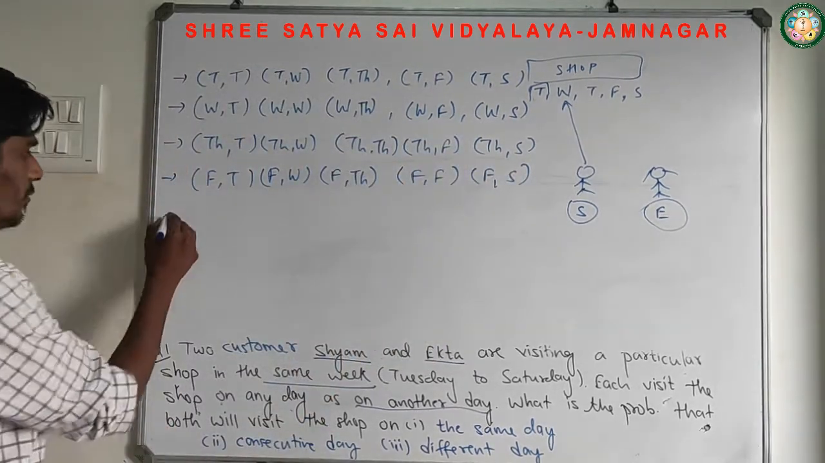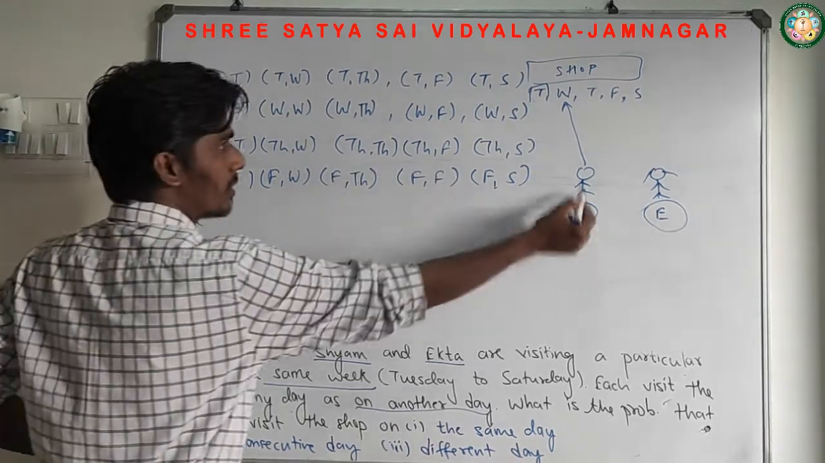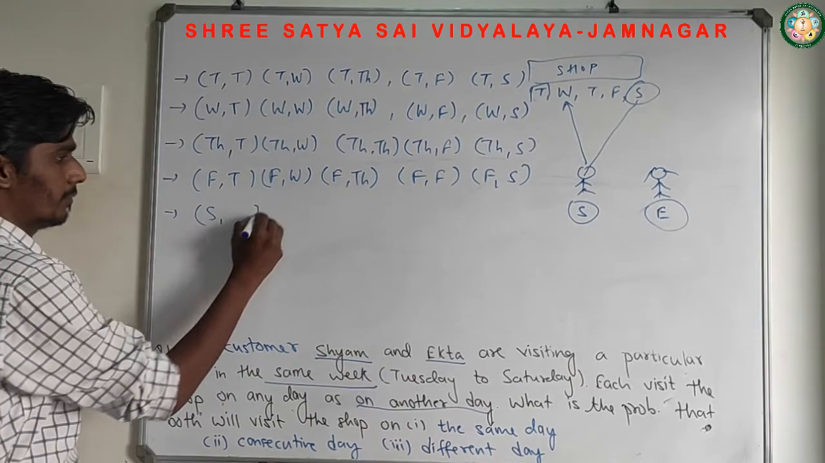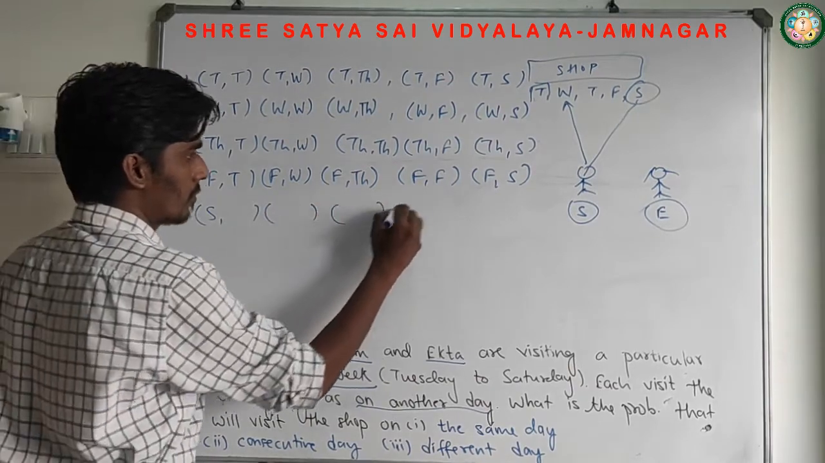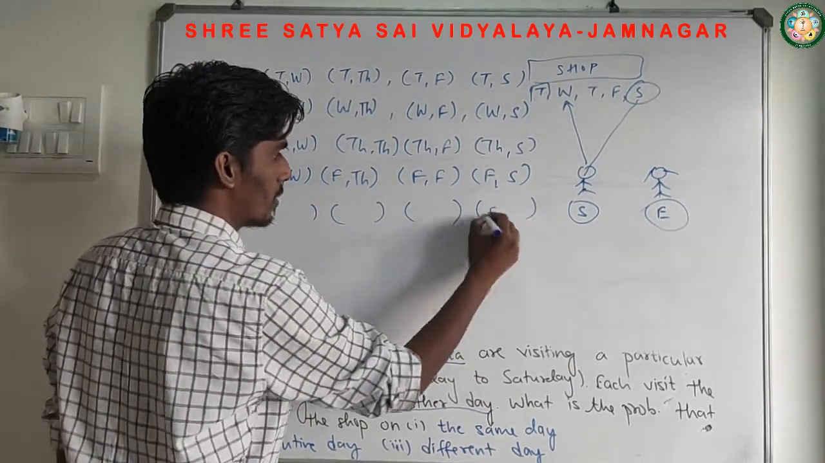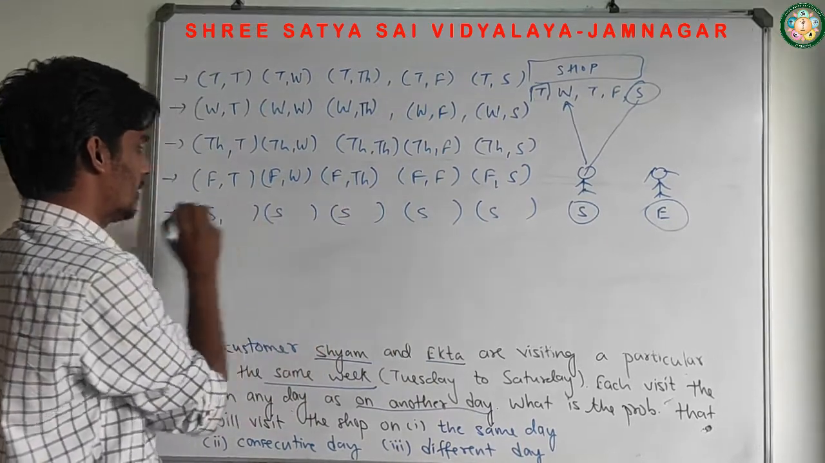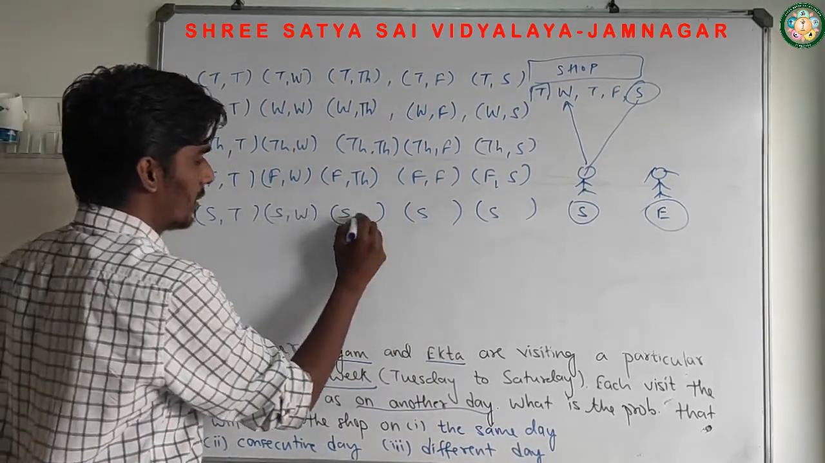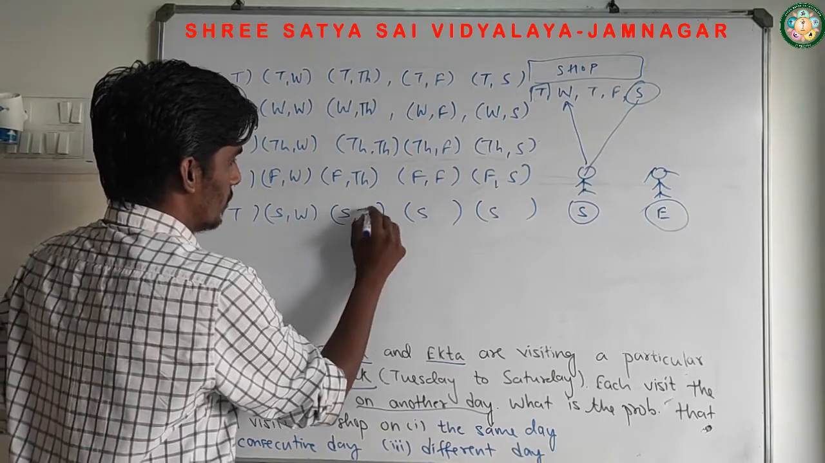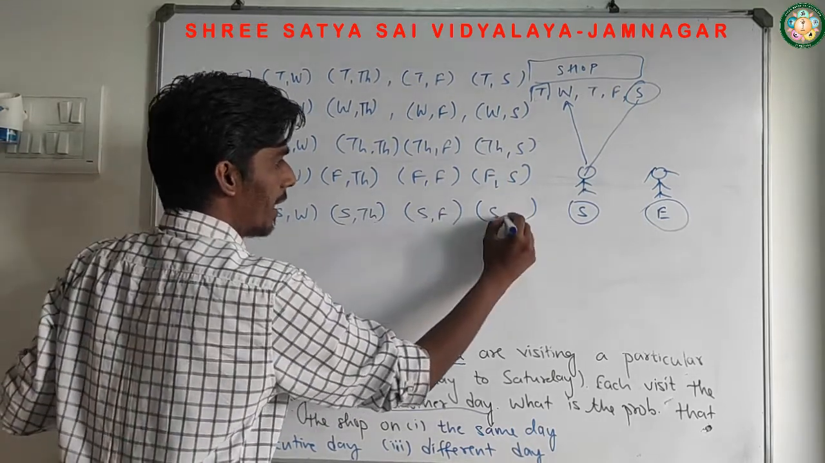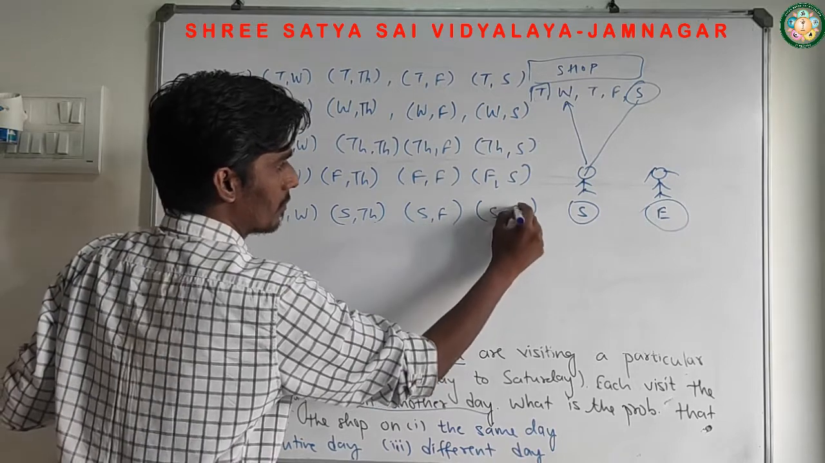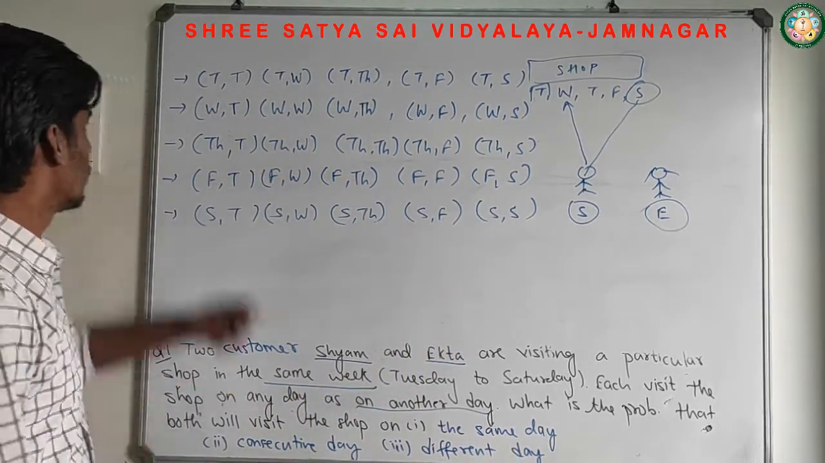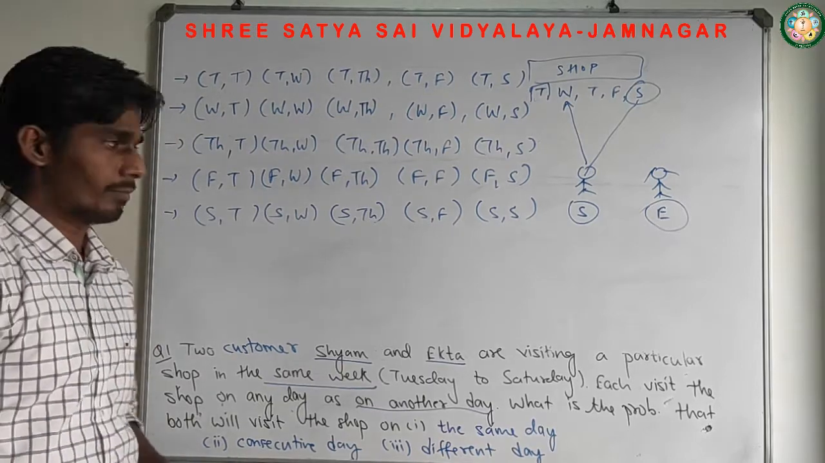One more option is left. Shyam went on Saturday. So here Ekta went on Tuesday, Wednesday, Thursday, Friday and Saturday. So these are the total possible outcomes, because Tuesday to Saturday.